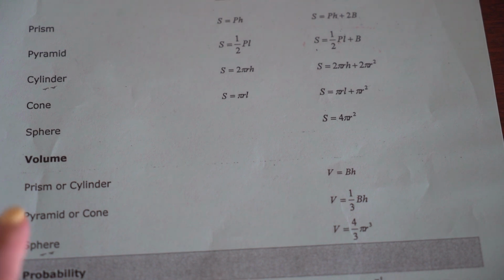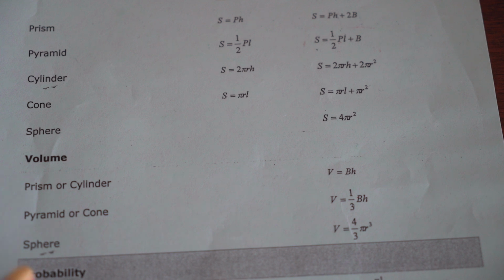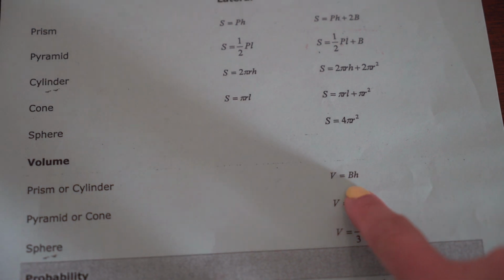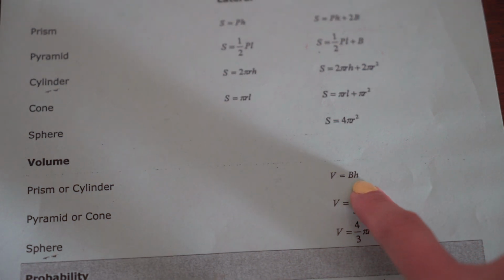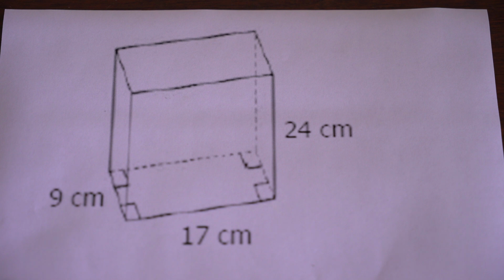Today we're going to find the volume for prisms. And the formula to find the volume for a prism is the area of the base times the height of the prism. So let's do a few examples here together. First, we're going to go over how to find the volume for this rectangular prism.